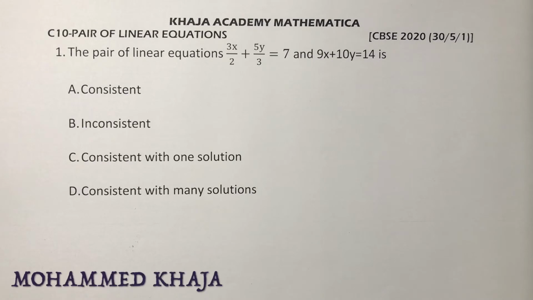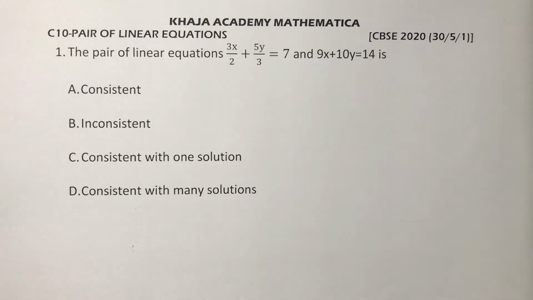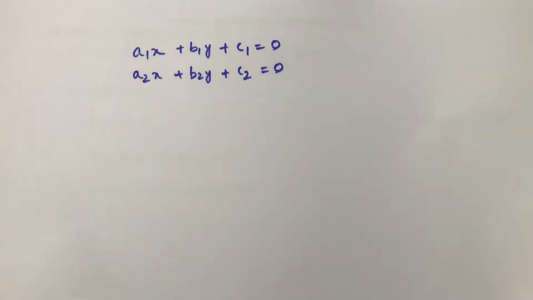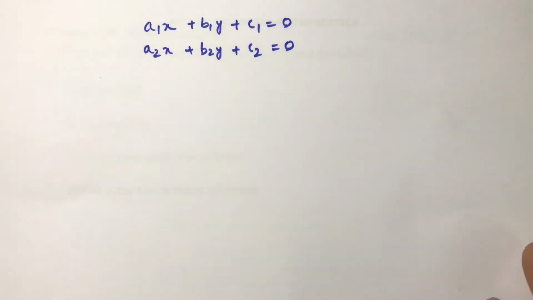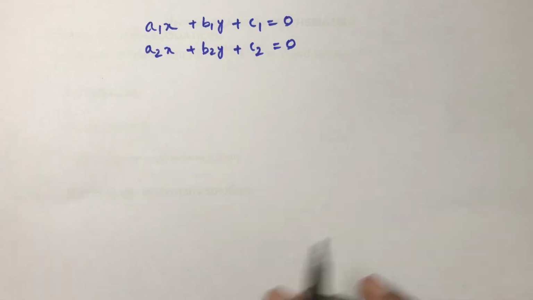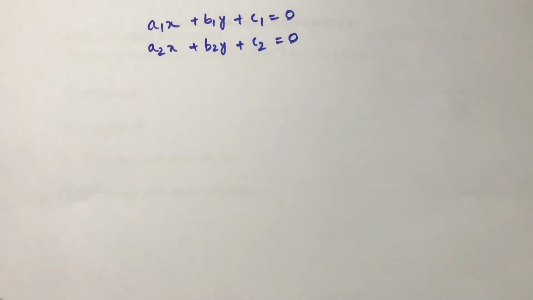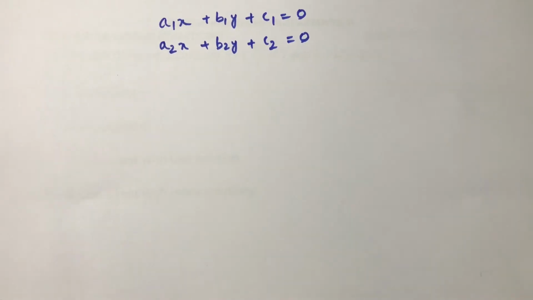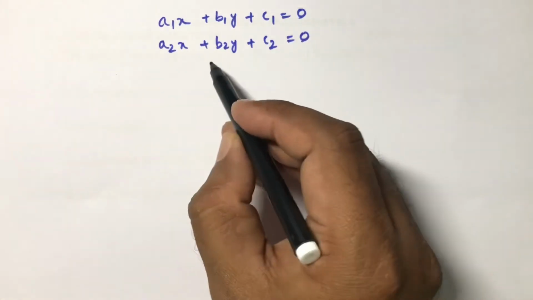Class 10 pair of linear equations, important MCQ. Before going to solve MCQs, I want to explain the conditions for the pair of linear equations. Suppose we take two lines, a1x plus b1y plus c1 equals 0, and a2x plus b2y plus c2 equals 0.